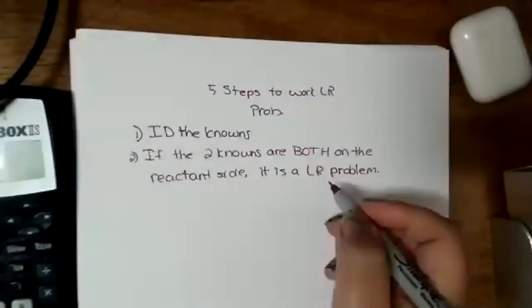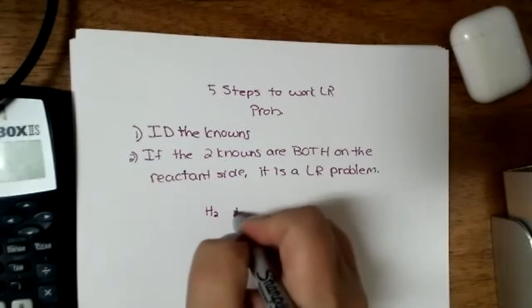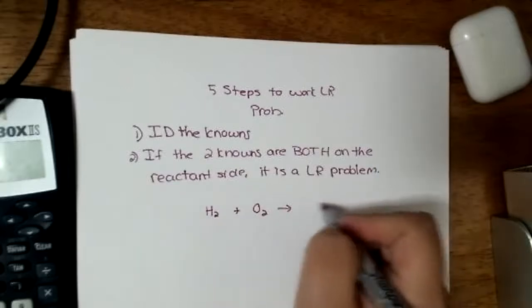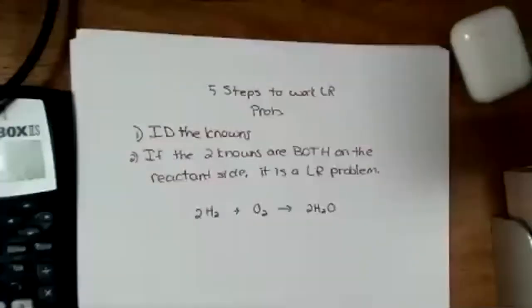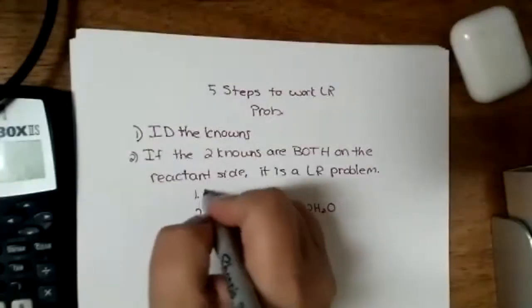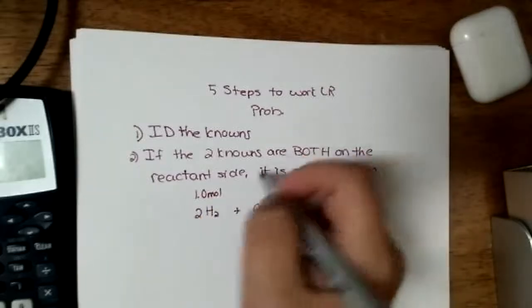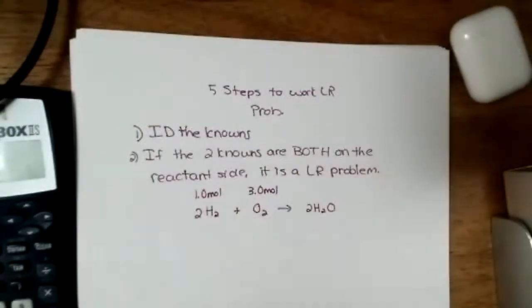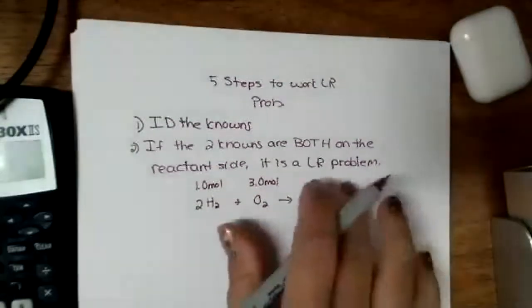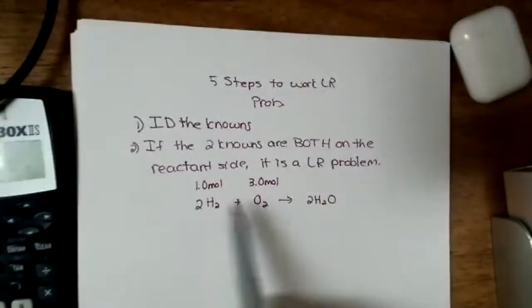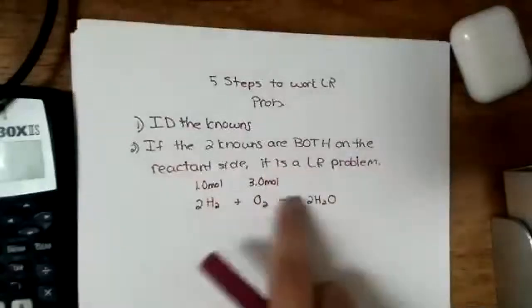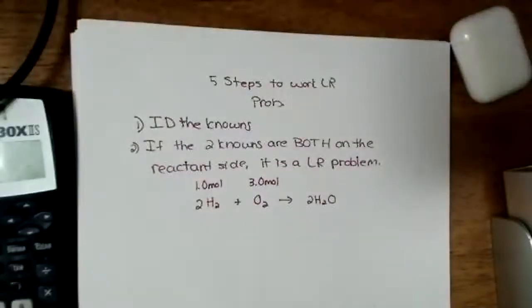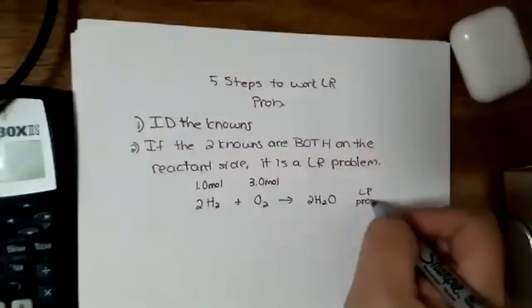So if this was an actual problem, let's just say H2 plus O2 yields 2H2O, and I put a 2 there. If they gave me 1.0 moles of hydrogen and 3.0 moles of oxygen, that is my clue that this is a limiting reactant problem, because both of my knowns are on the reactant side. So there's going to be 2 knowns, and both knowns will be on the reactant side. That's my clue. This is going to be an LR problem.